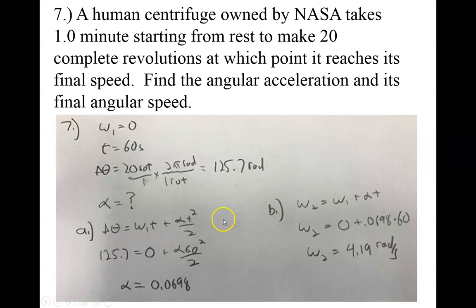The next question is, what is its final angular speed? Again, more than one way to do this. I just used omega 2 equals omega 1 plus at, or v2 equals v1 plus at, if that sounds more familiar to you. And we use the acceleration that we just found. Our initial velocity is 0, and our time is 60 seconds. So the rotational speed is 4.19 radians per second.